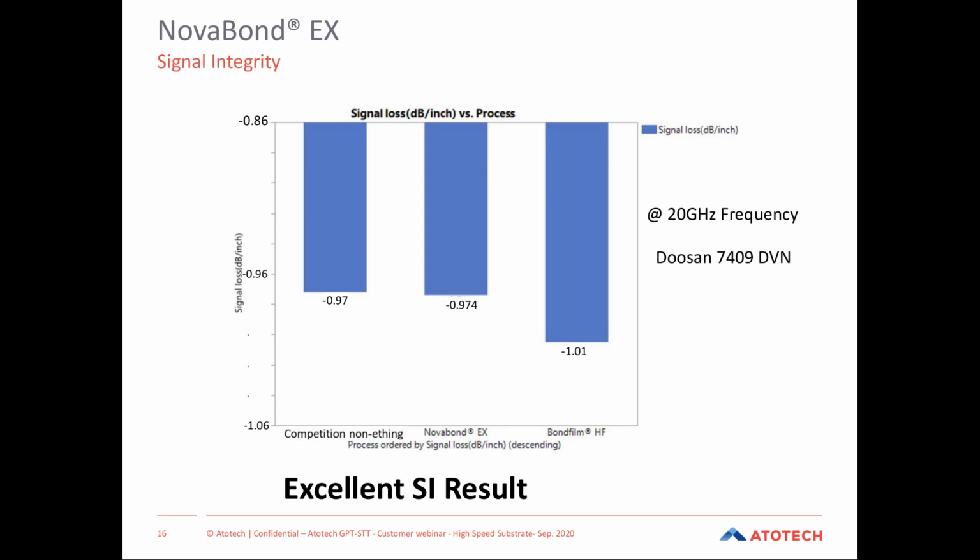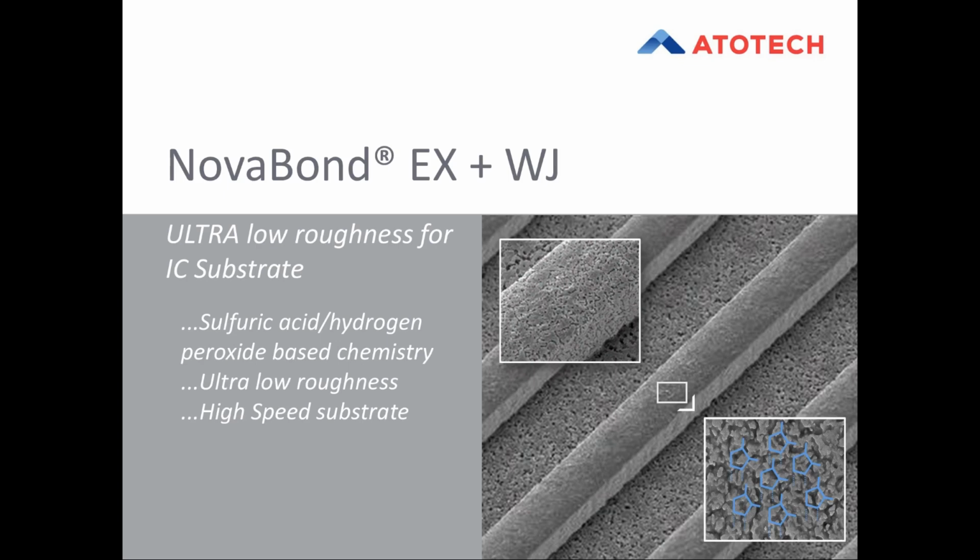The Novabond EX is not only good because of the surface roughness, which is good for signal integrity performance, but it can also maintain good performance in terms of peel strength and improve wedge voids at the interface surrounding the blind microvia.